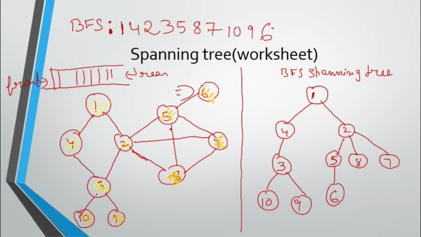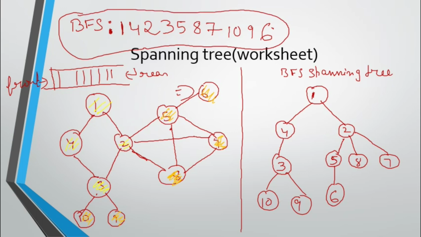Now from 6 all the vertices are visited. How do we come to know that all the vertices are visited? We come to know because the queue is empty now. So our tree is also drawn, and we also got the BFS output, and we have completed our tree. So this is about the BFS spanning tree.